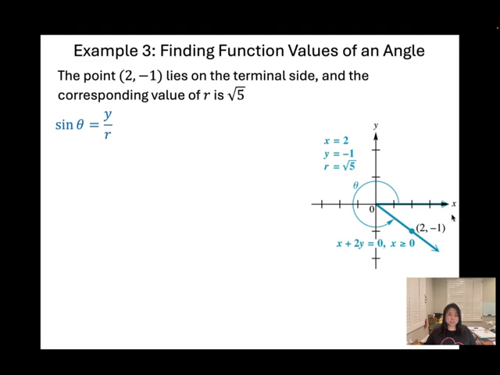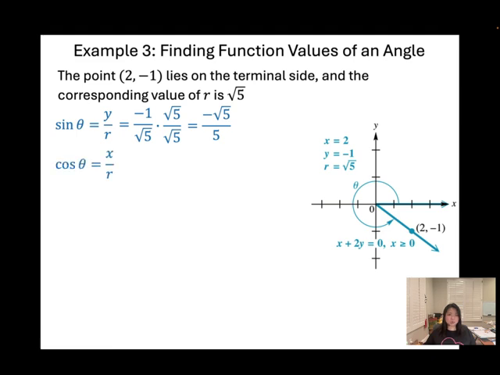Now we try to find the values of the trigonometric functions. Sine theta, okay, so y over r. That will be -1 over square root of 5. You are not done yet because we do have a square root 5 in the denominator. We're going to rationalize. Remember how to do that? You're going to multiply by square root 5 over square root 5. So square root 5 times square root 5 will be equal to 5. On the top, that's negative square root of 5.